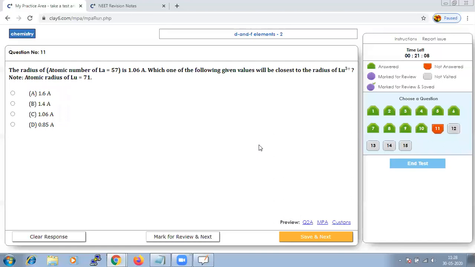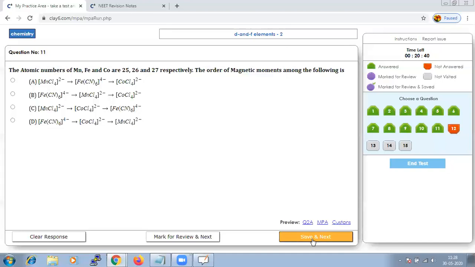So how do we calculate this? The ionic radii of Ln will reduce from La to Lu because of the lanthanide contraction. Hence, the lowest value should be the one that is close to Lu3+. Among the given options, the lowest value is 0.85. Hence, this should be the answer. Let us save that and go to next.